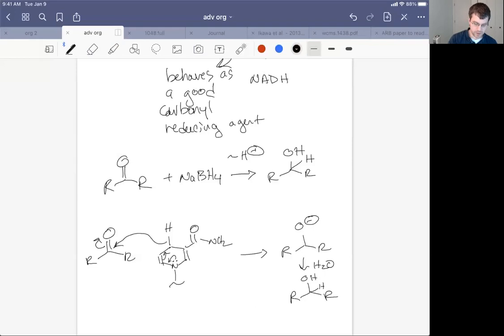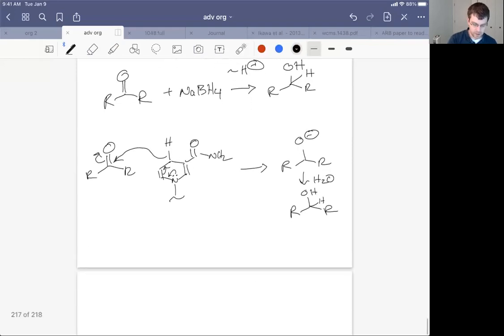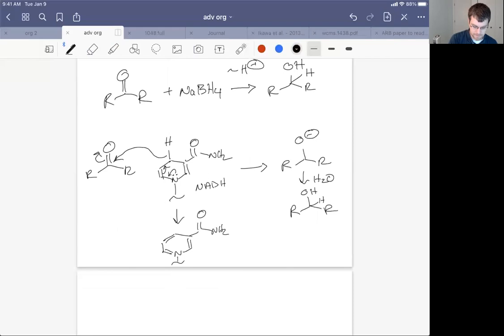And we have 2 hydrogens added to our carbonyl. Now, the outcome of our NADH is that it's going to become NAD plus. So we have to have some way, using some sort of enzyme, to turn that over and turn that back into an NAD molecule so that we can do chemistry again, or we can do reductive oxidation chemistry.